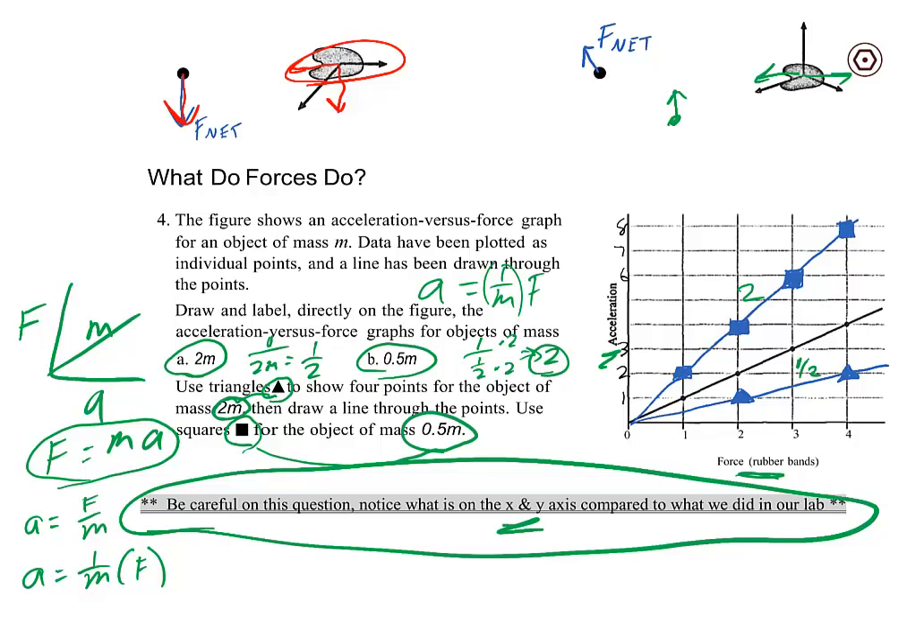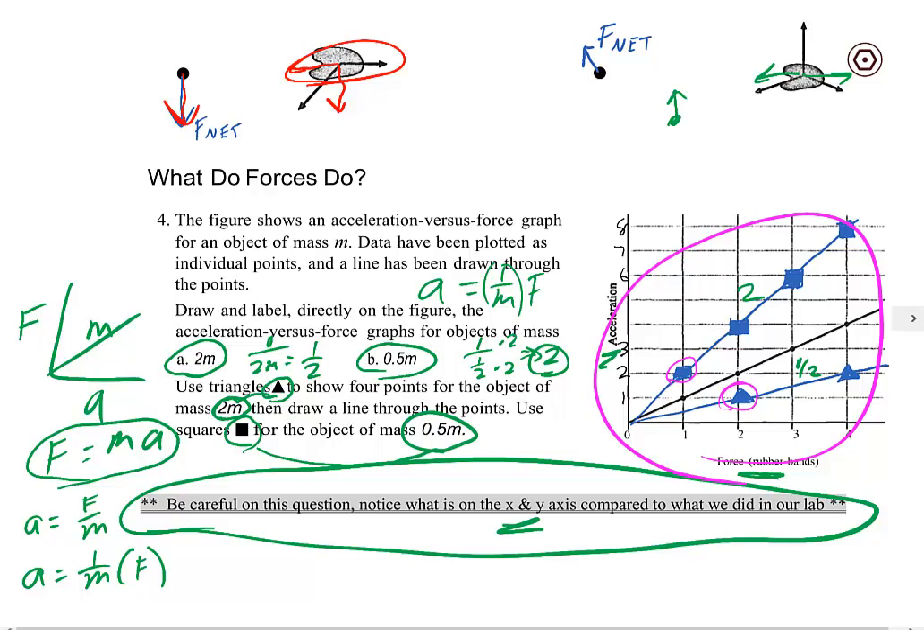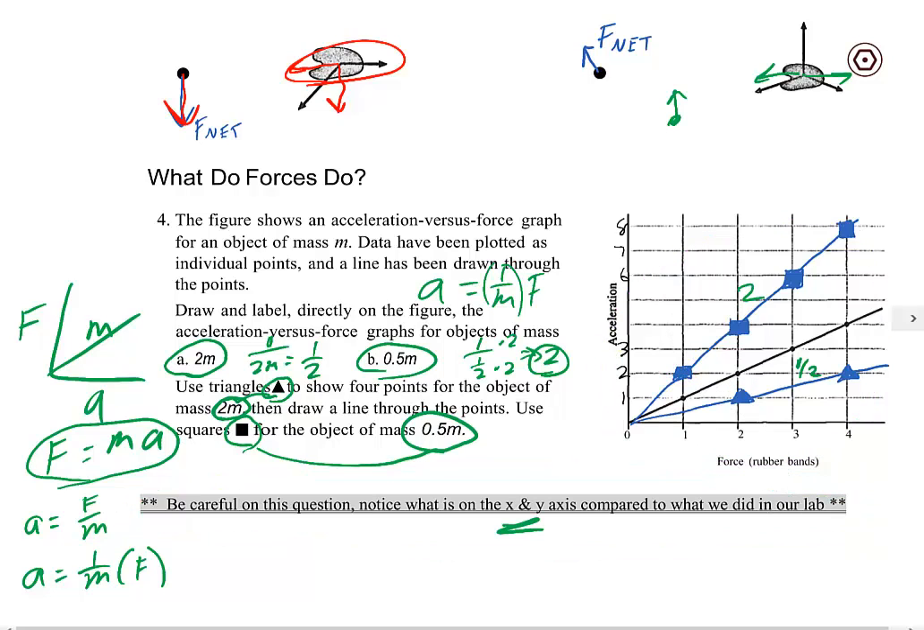You probably have graphs that look the same as these, but you probably have these here as triangles and these here as squares. You have them switched. So be really careful on those, because the axis is switched between acceleration and force, now this slope is representing 1 over the mass, not the actual mass.